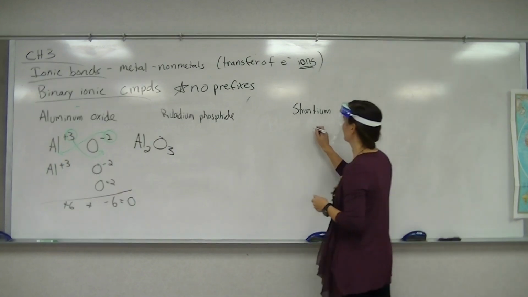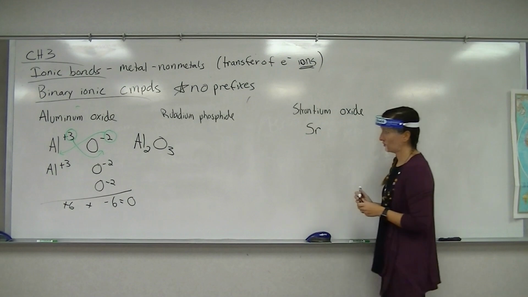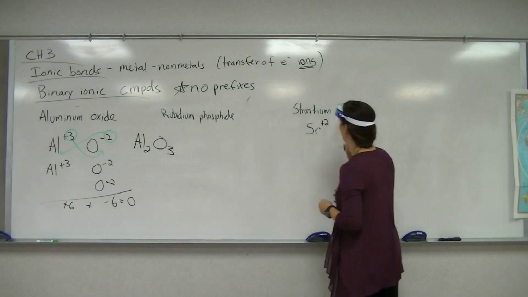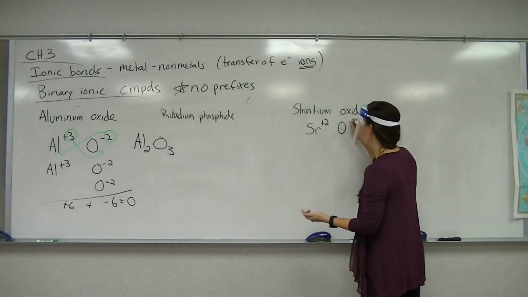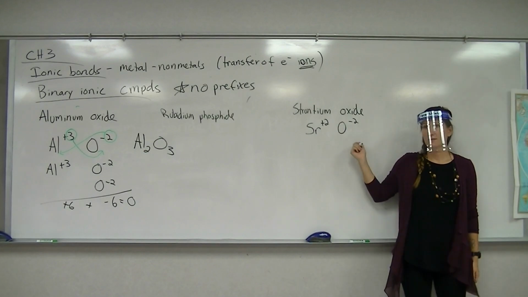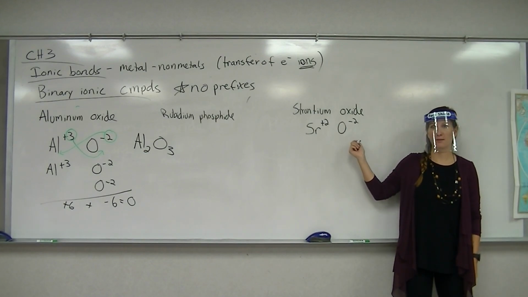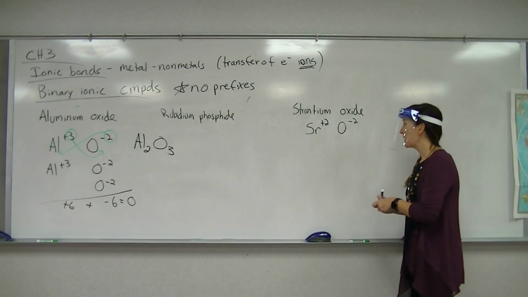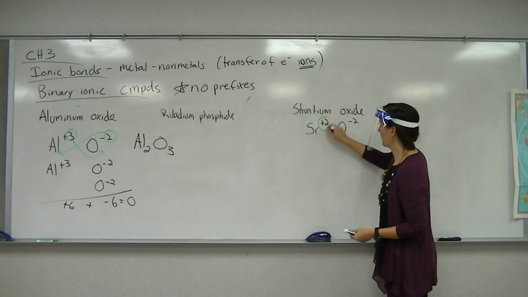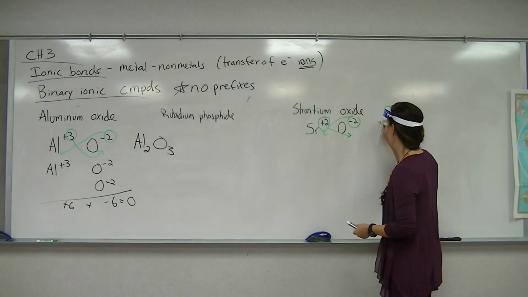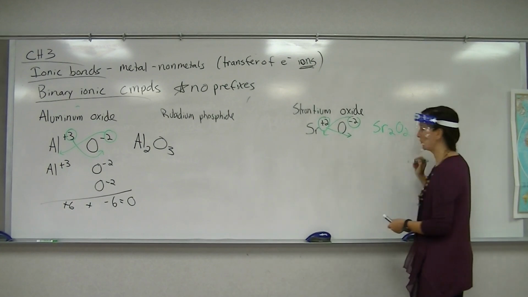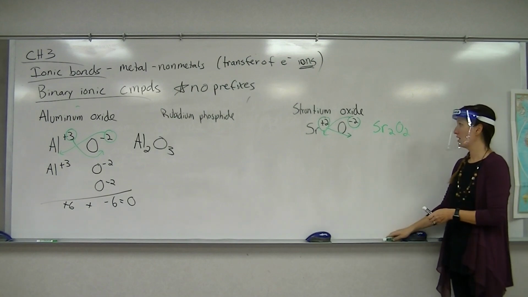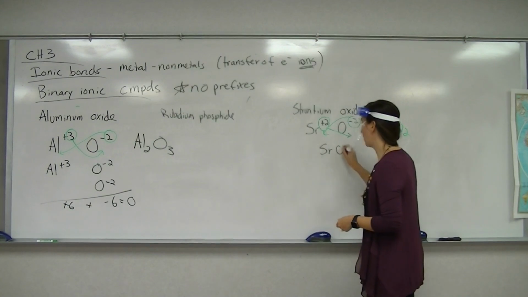So strontium is Sr. It is +2 because it's an alkaline earth metal. Oxygen we just saw was a -2. What are you noticing with the charges? They cancel right away. So what that means is you only need 1 of each, right? But if you didn't realize that and you did the crisscross method, the formula that you would come up with would be Sr2O2. And that's incorrect because we don't need 2 of each, we just need 1 of each. The correct answer is just SrO.